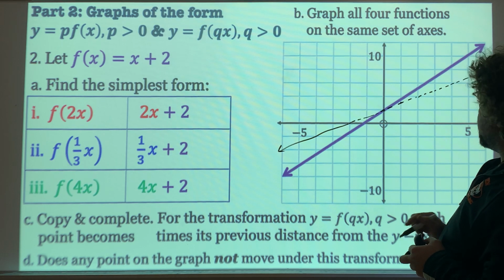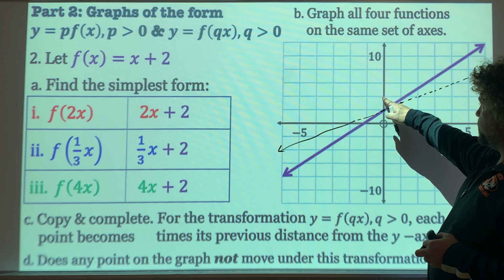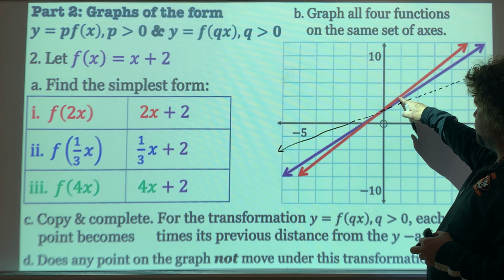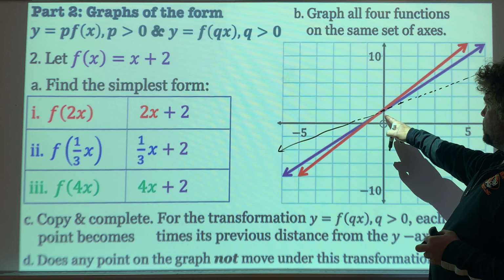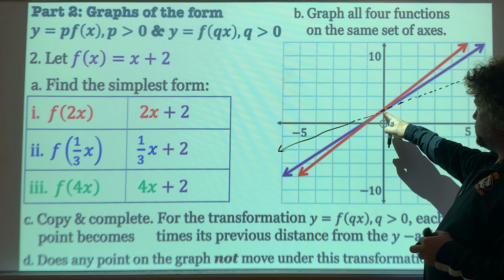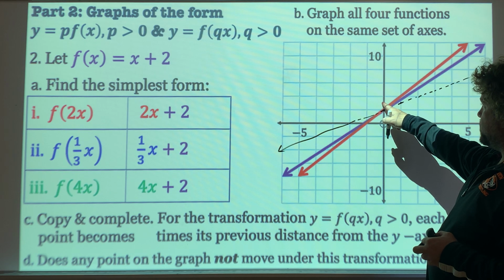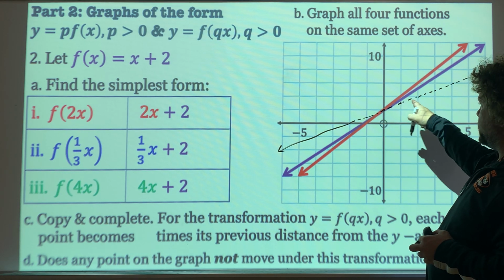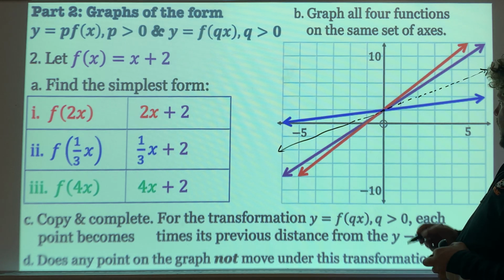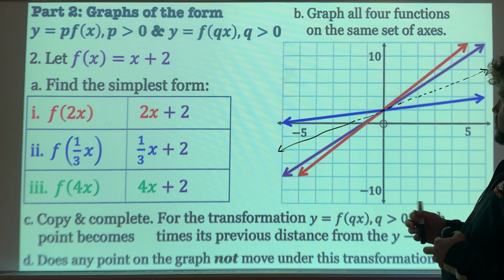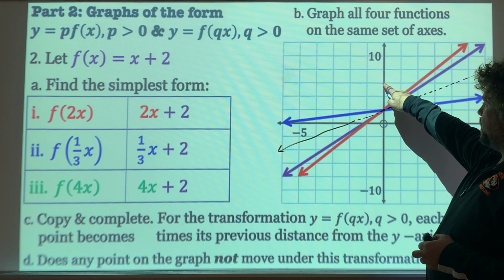All right, so now 2x plus 2, you start at 2. You're going to go up 2, right, over 1. 1/3 x plus 2. You're going to start at 2, right? You go up 1, rise, and you go over 3. 1, 2, 3. 4x, all right? What you do is you start at 2, you go up 4, and you go over 1.